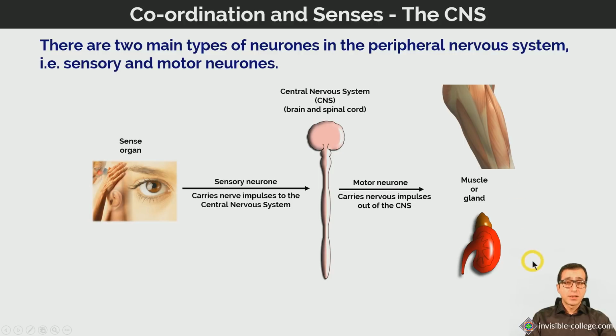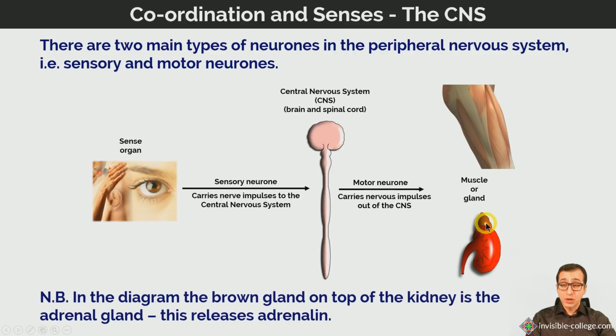So in this diagram, the brown gland on top of the kidney here is the adrenal gland. This releases adrenaline in response to signals from the central nervous system.